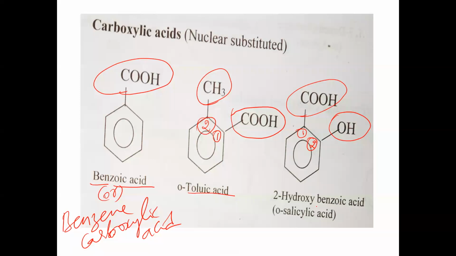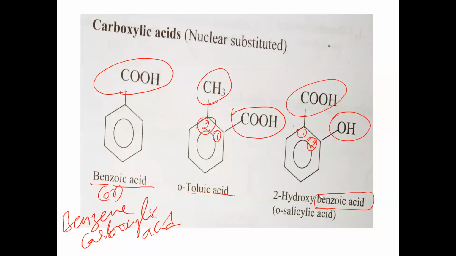So what is the actual name now? Benzoic acid. Benzoic acid is the parent compound. In this benzoic acid, a hydrogen atom is replaced by an OH group. At which carbon? Second carbon. On the second carbon, the hydrogen atom is replaced by OH. That's 2-hydroxy benzoic acid.